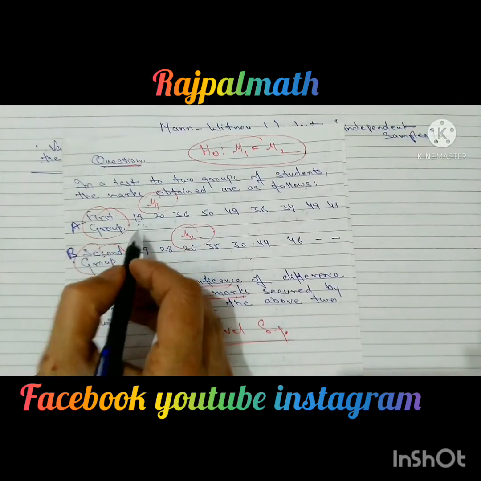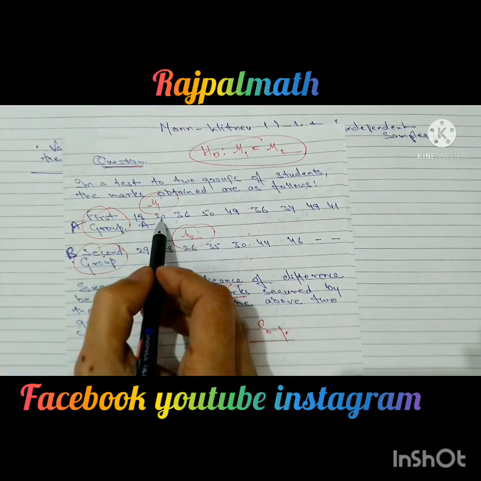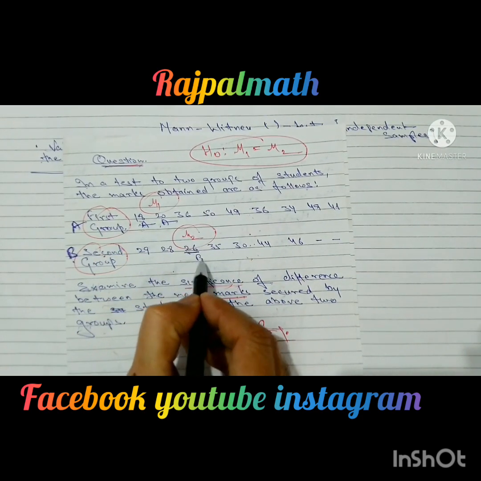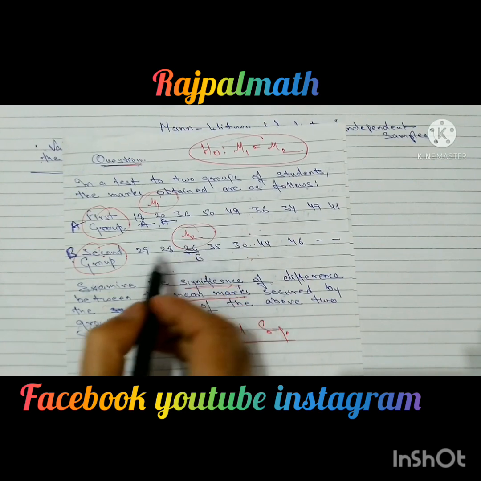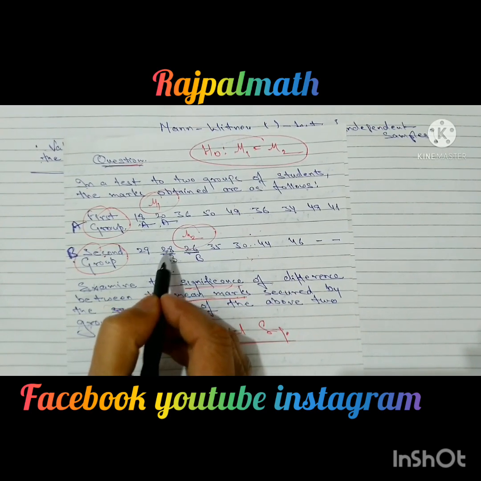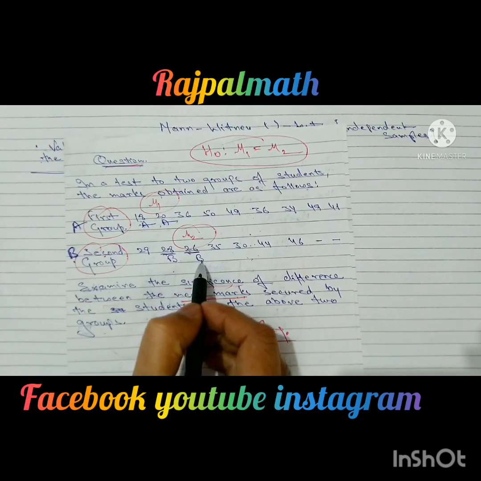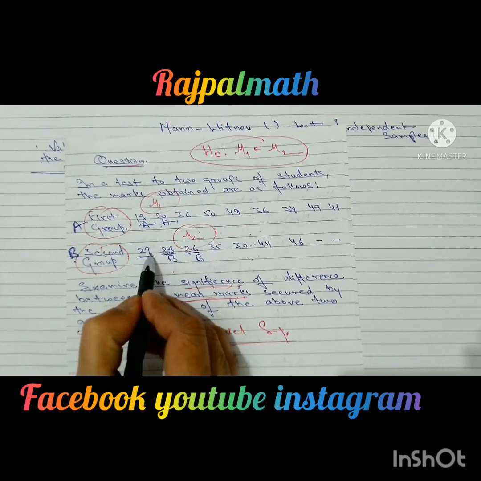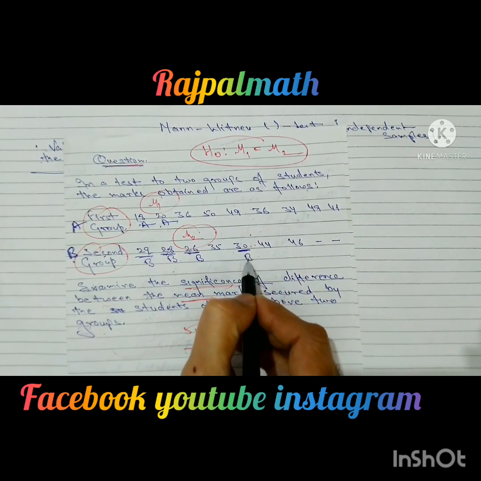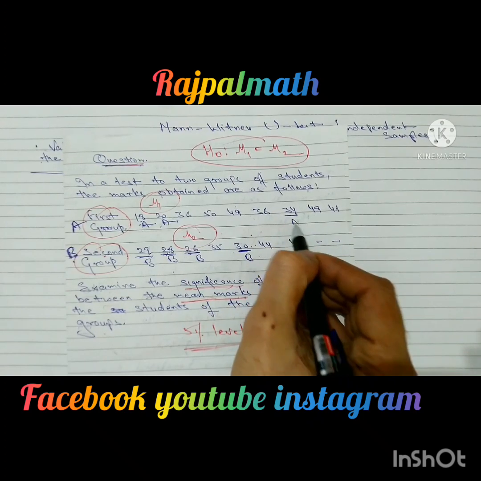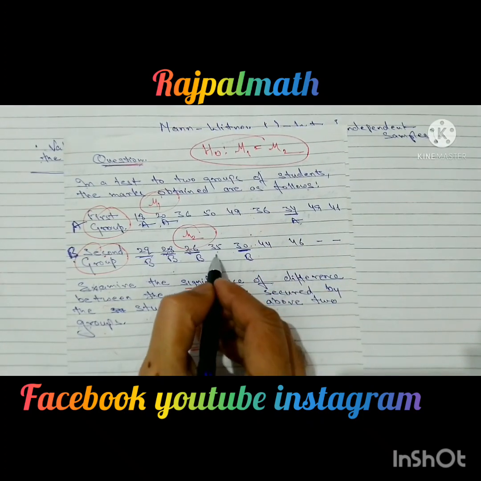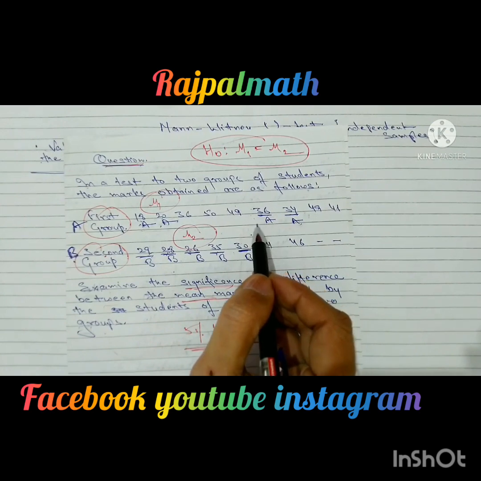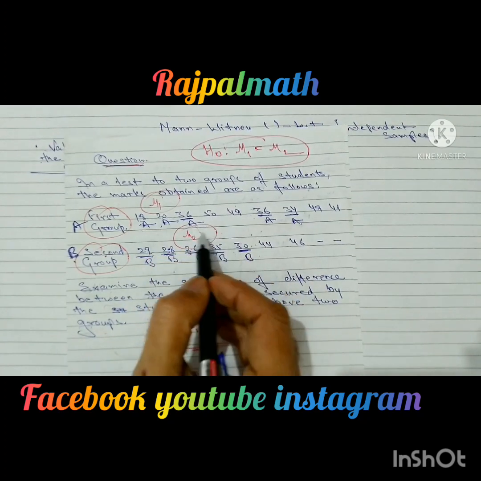First value is 18, means 18 A. Second value is 20 A. Then third value is 26 in group B, means 26 B. Then fourth value is 28 B. The next higher value is 29, same from group B. Then 30, again from group B. Then 34, group A. Then 35, group B. Then 36, group A. Then 36 again, group A, and so on.